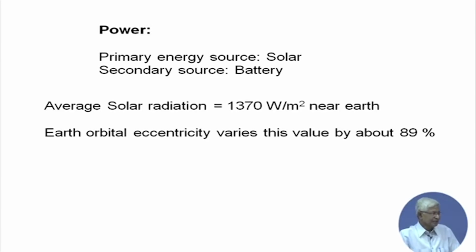Let us further discuss. The solar radiation which comes to the earth, approximately average, it is estimated and calculated, and it has been found that it is roughly about 1370 watt per meter square. It is a typical number, it may not be very exact, 1370 watt per meter square, which is near earth. That is the average solar radiation which reaches.